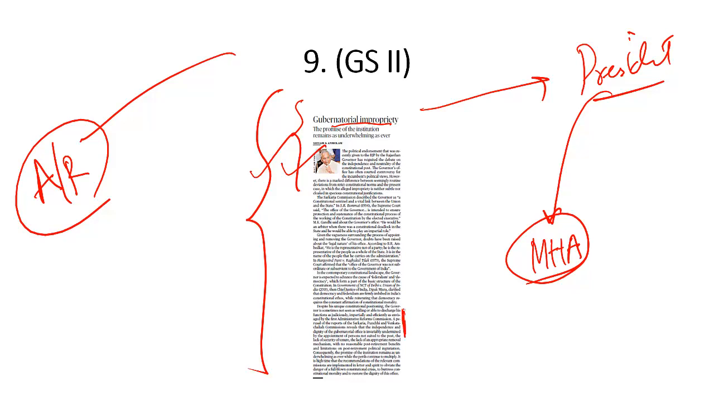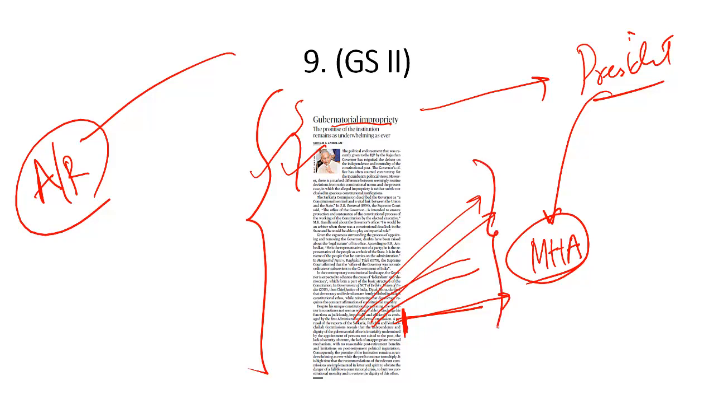There are 3 reports mentioned in this column. One is Sarkaria, Punchi Commission and Venkatachaliah Commission. And it is important for your prelims examination to know what was the purpose of these 3 commissions. Sarkaria Commission was appointed in the 1980s on center-state relations. Punchi Commission was set up by the UPA government in 2005, again on center-state relations. Venkatachaliah Commission was set up for the review of the working of the Indian Constitution. So this can be a potential prelims-based question in your examination.